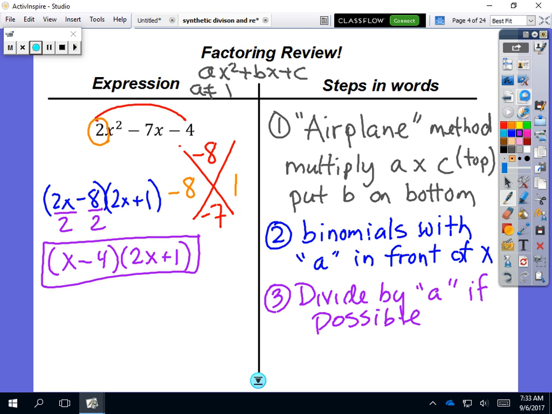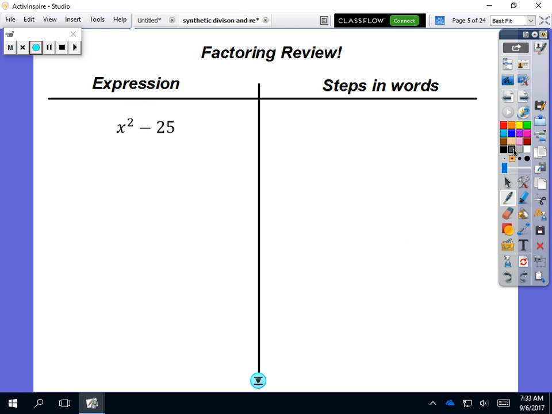The last one we're going to look at today is a difference of squares. And we write that as x squared minus, sometimes we use a different number, we're going to use c squared for this. X squared minus c squared. It's a difference because we have a minus here. It's always two terms, and both terms have to be perfect squares. If both terms are perfect squares, you square root both terms.